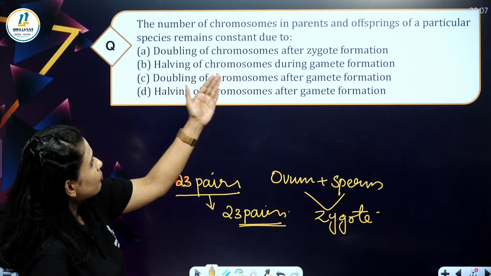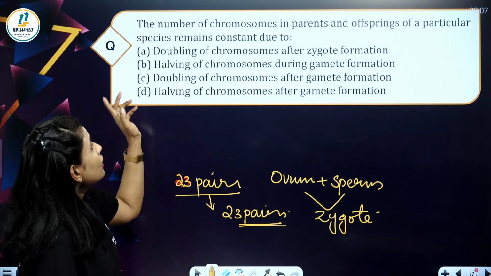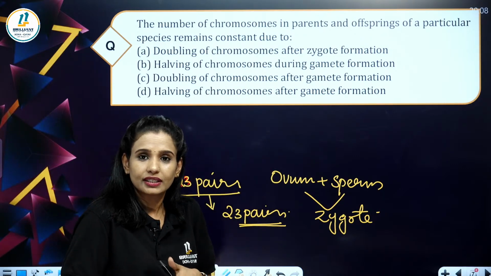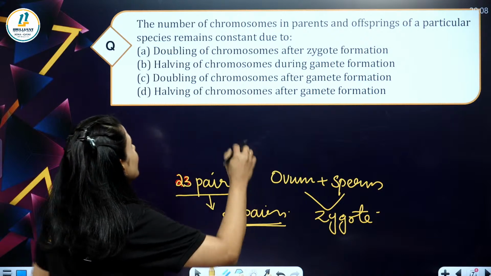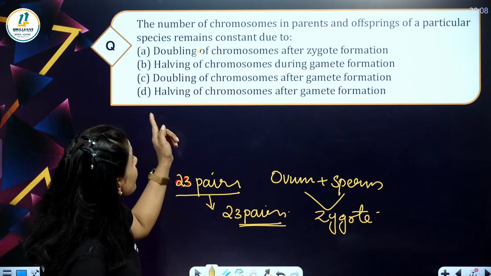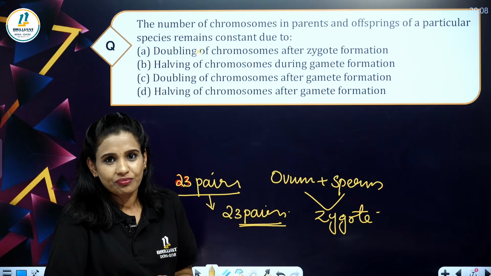The number of chromosomes remains constant due to doubling of chromosomes after zygote formation. Is that correct? No. It is the wrong statement. It is not the doubling of chromosomes. It is halving of chromosomes during gamete formation.